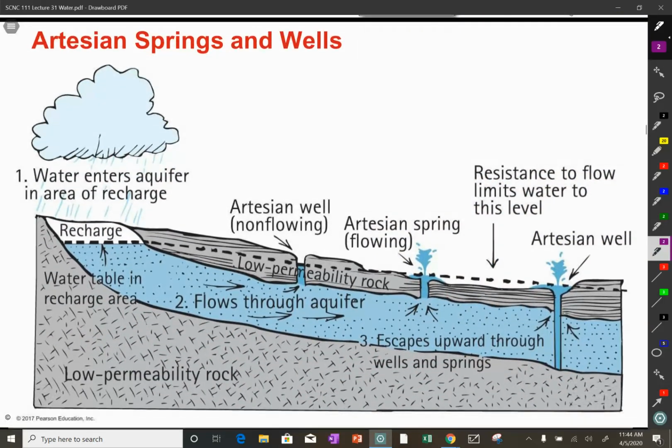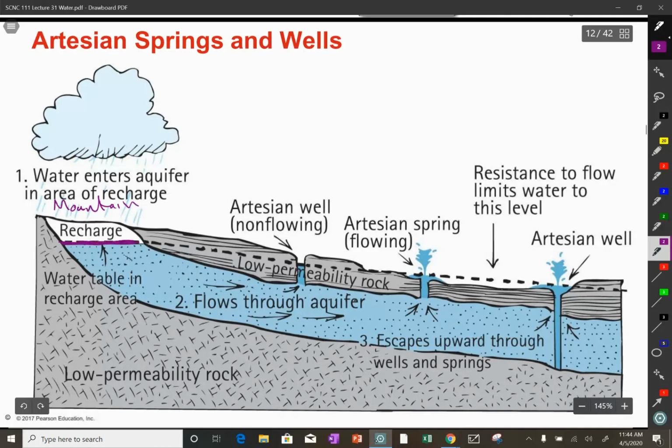You probably have heard about artesian springs. And just to make sure we know exactly what's going on, here's an example showing a mountain area here. So this is up in a mountain, and it rains. And then the water is going to recharge an aquifer. That is, it's filling the aquifer. And so the water level in this aquifer is right here.